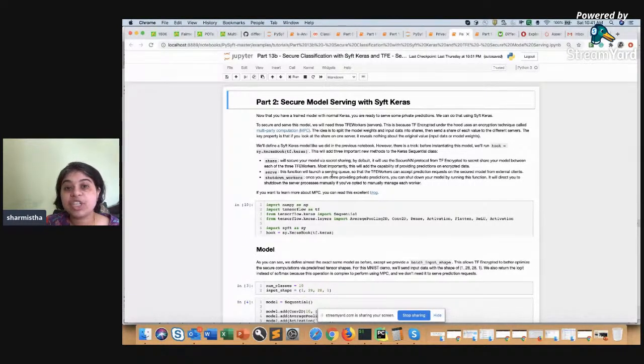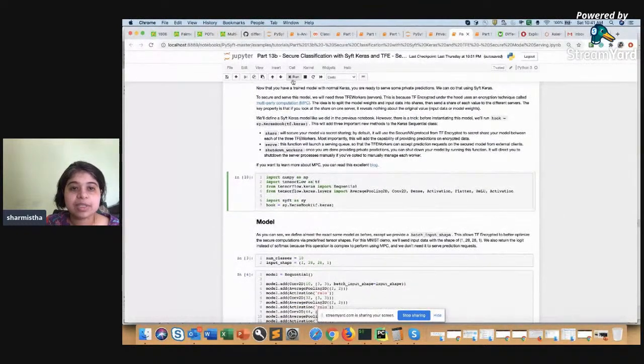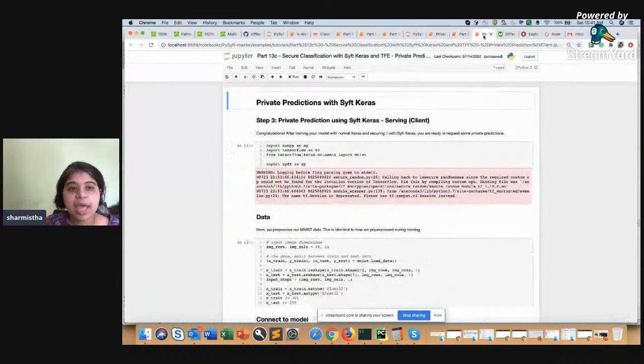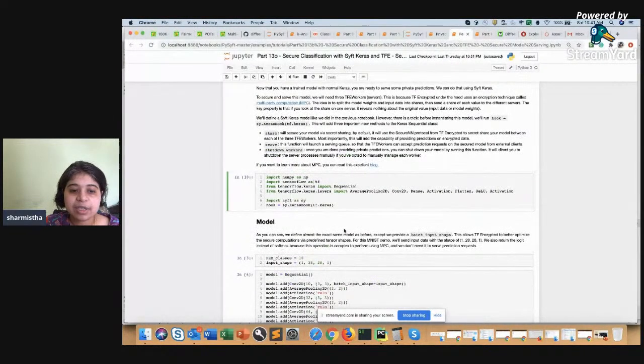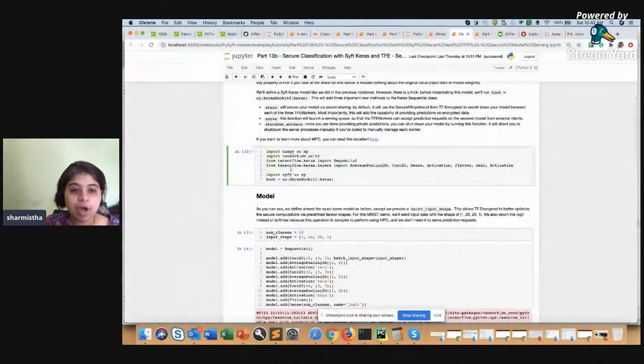Now let's see how the sharing of the model happens. Let's do secure sharing, so let's run this. This is the server and this is the client. One will train the data set. This piece of code is going to train the data set, and this is the client which is going to consume it. Let's see how it is happening.